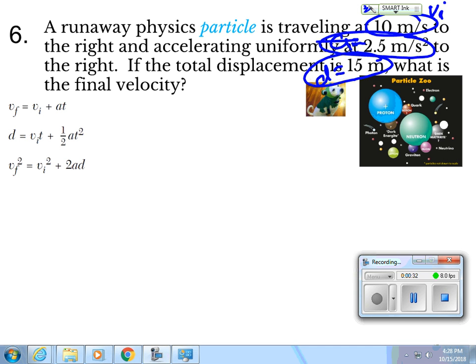All right, so what I'm going to do is try to figure out what equation I'm going to use. I list my variables. My V initial is 10 meters per second.